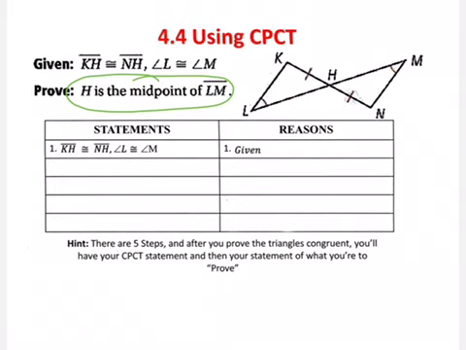So right now I have a pair of sides and a pair of angles. But as I look at my diagram, I know that I have vertical angles, so I can state that those are congruent as well. So after my given, my second statement will be that angle KHL and angle NHM are congruent by VAT. At this point, I know that the triangles are congruent. In this case, triangle KHL and triangle NHM are congruent by angle side congruence.